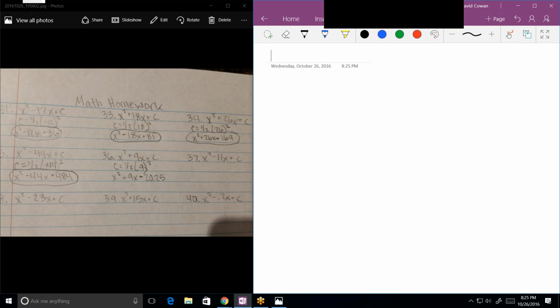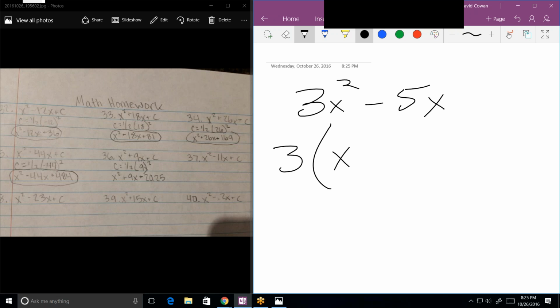And it doesn't matter if I have something like this, and I want to complete the square on it. Well, this is what I have to do. I got to factor out the 3. Notice that that term becomes minus 5/3 x. Leave room to complete the square.